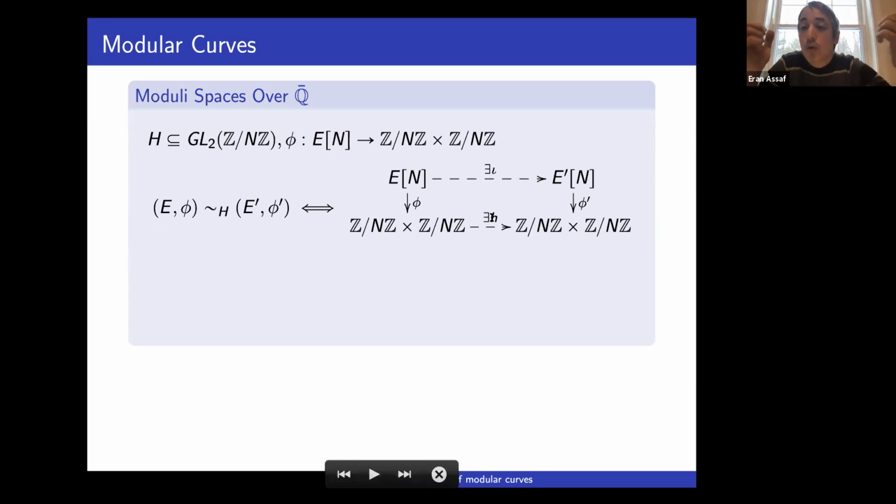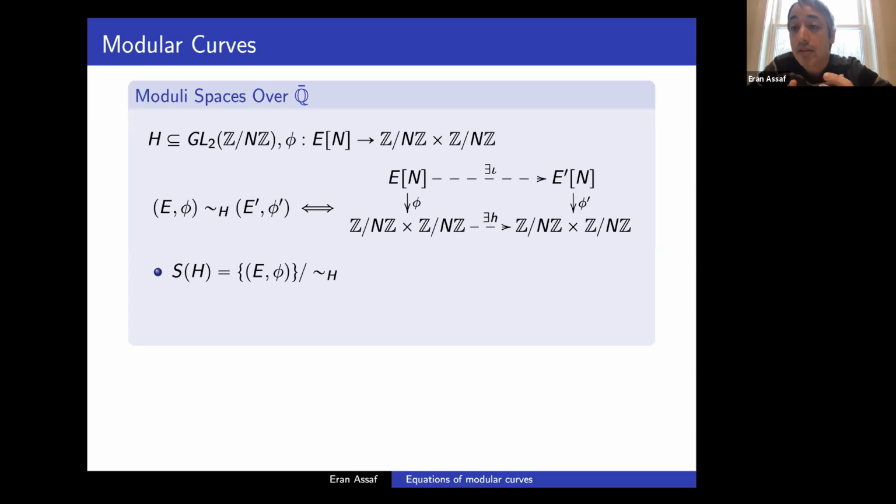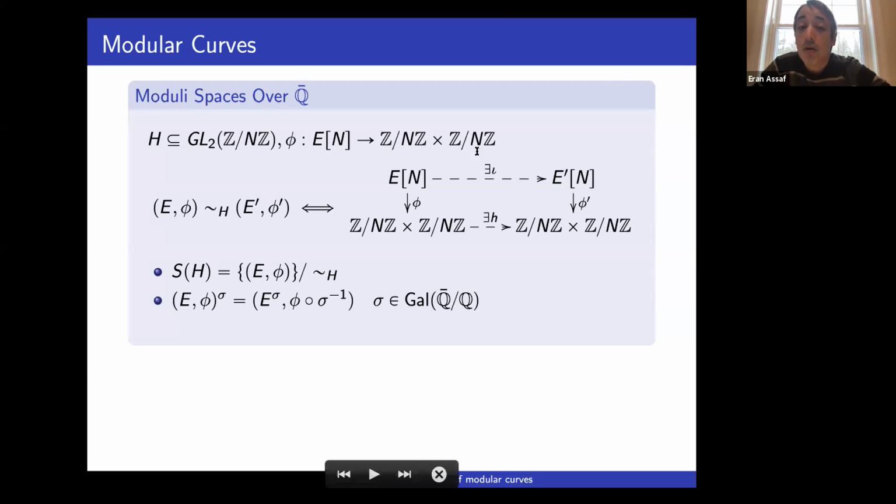So when we identify the torsion points of each of the elliptic curves with this group, Z/n × Z/n, we want to have an element of our subgroup that will be the matrix coming from this isomorphism. And we can form the moduli space of all those pairs modulo this equivalence relation. And this moduli space has an action by the Galois group simply by acting on the elliptic curve and on this isomorphism.